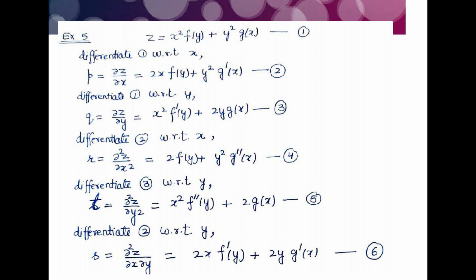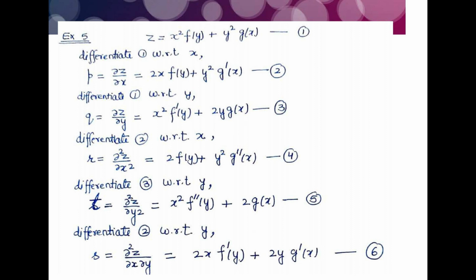Differentiate with respect to x. We have equation number 2, which is p equal to 2x f of y plus y square g dash x. Start with equation number 1 again. Differentiate with respect to y. We have q equal to x square f dash y plus 2y g of x, given by equation number 3.